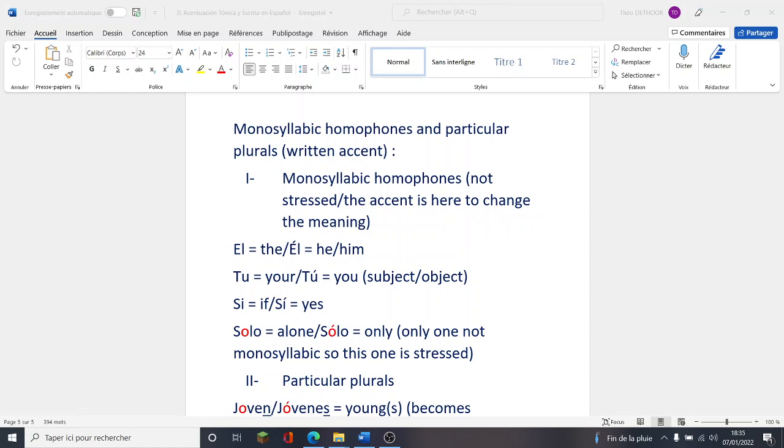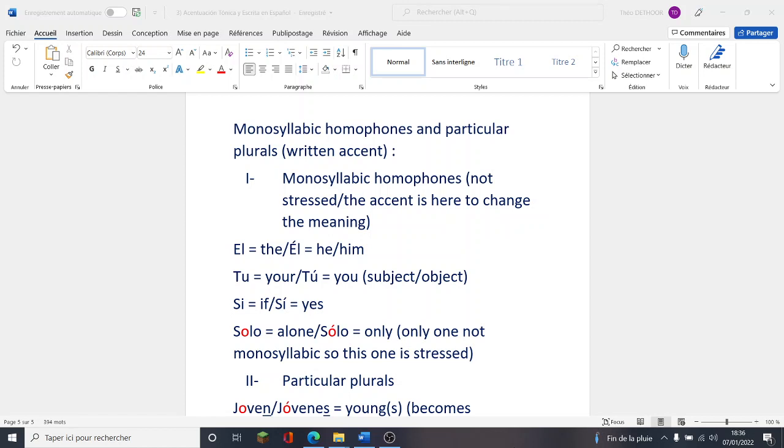That's also the case of the two following examples, like tu without accent is your, and tú with an accent is you as a subject or as an object. And we also have si without accent, which means if, and sí with an accent, whose meaning is yes.